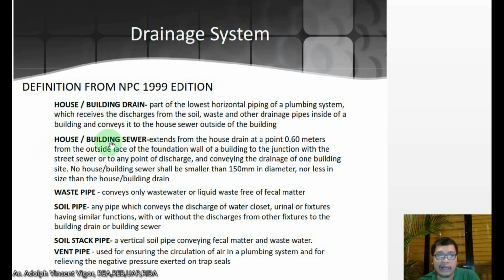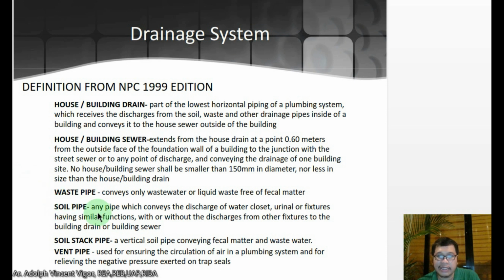So what's a house building sewer? It extends from the house drain at a point 0.60 meters from the outside face of the foundation wall of a building to the junction with the street sewer or any point of discharge, conveying the drainage of one building site. No house or building sewer shall be smaller than 150 millimeters in diameter, nor less in size than the house building drain.